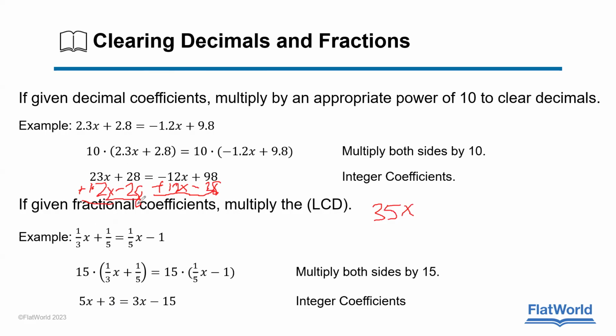The x is moved to the left and the numbers are gone. 28 minus 28 is 0. And that's equal to, on the right side, 12x minus 12x is 0. The x's are gone. I have 98 minus 28, which is 70. So the left side reduced to 35x plus 23 plus 12, and 28 minus 28 is 0. And the right side becomes 70.